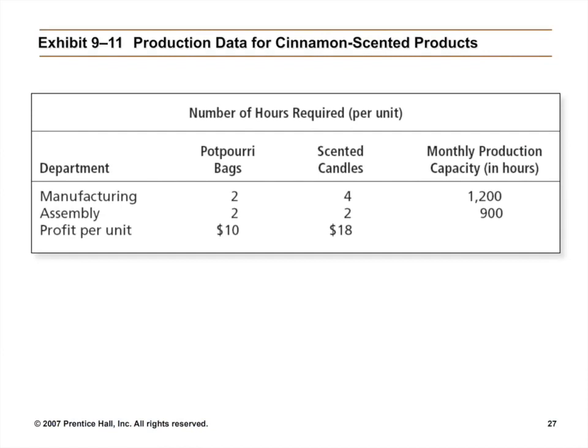This is the example. We have the production data for a cinnamon scented product. We have the number of hours required per unit, and there are 3 departments here. That is the resource. There are 3 departments.